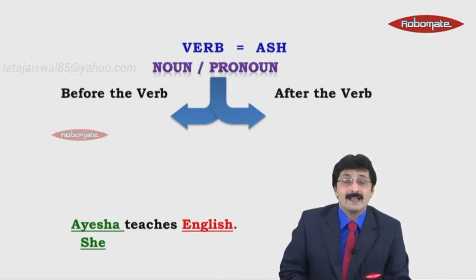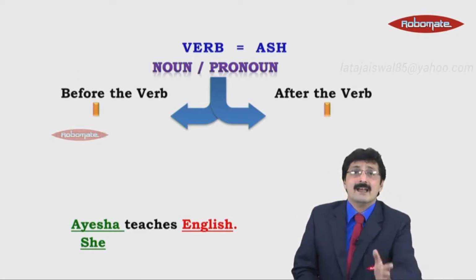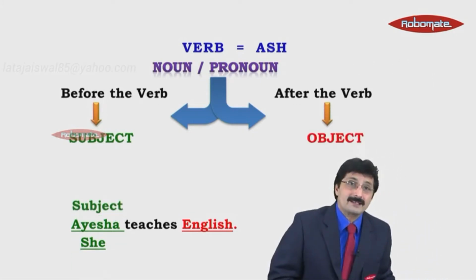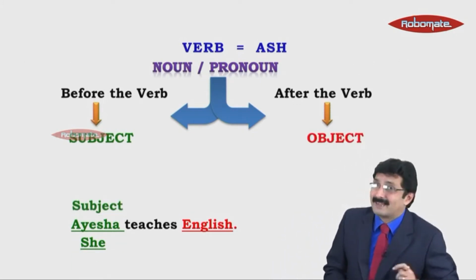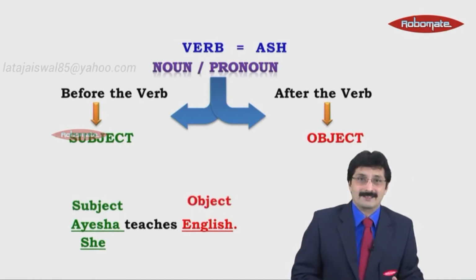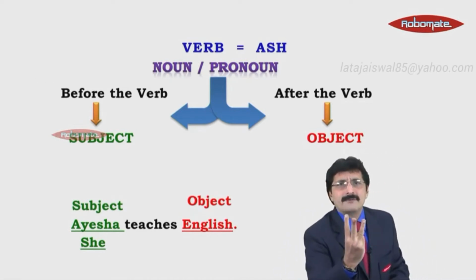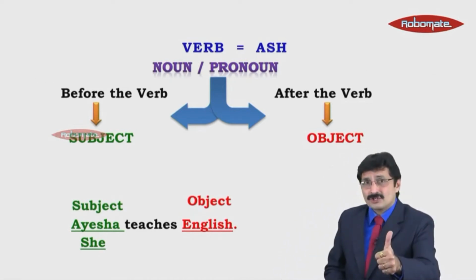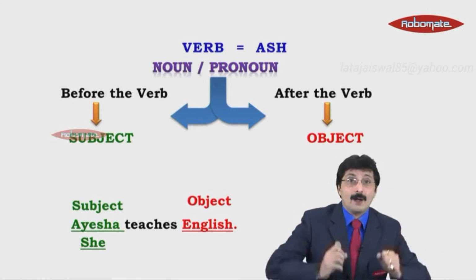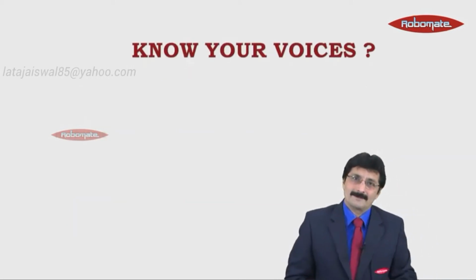Now, my dear friends, if that noun or a pronoun in an assertive sentence is before the verb, that noun or pronoun is called the subject. And if it is after the verb, that noun or pronoun, just as you have English here, is called the object. So, before we move on, three important definitions. Verb is equal to ash. Subject is a noun or the pronoun before the verb, and object is a noun or the pronoun after the verb. Now, let's know our voices.